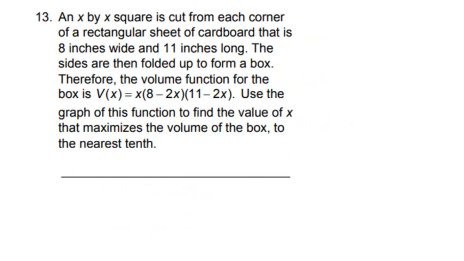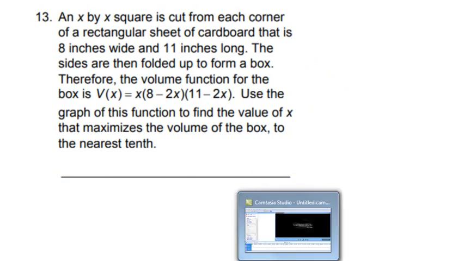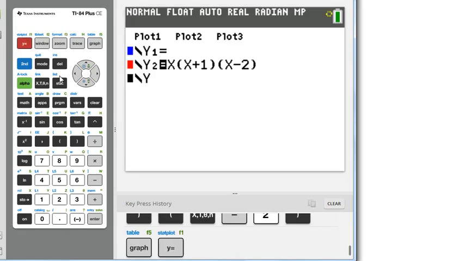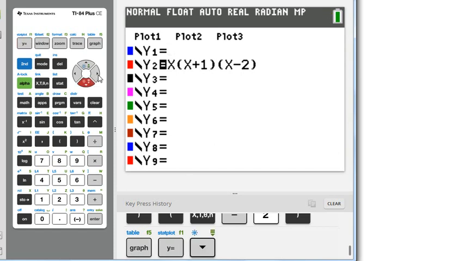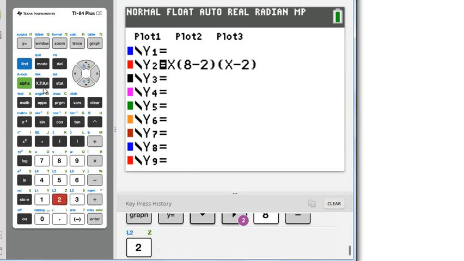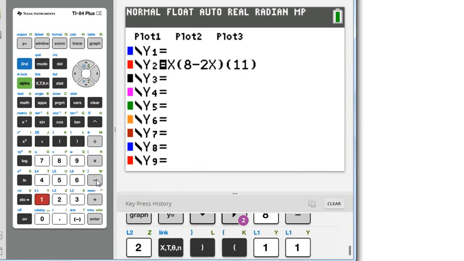Next, 13. A square of side x is cut from each corner of a rectangular sheet of cardboard that is 8 inches wide and 11 inches long. The sides are then folded up to form a box, so we get the volume equation. I think when we worked this out, we had to find the volume equation from the sketch or description of the box cutaway. So we're going to go ahead and take this 8 minus 2x, 11 minus 2x.